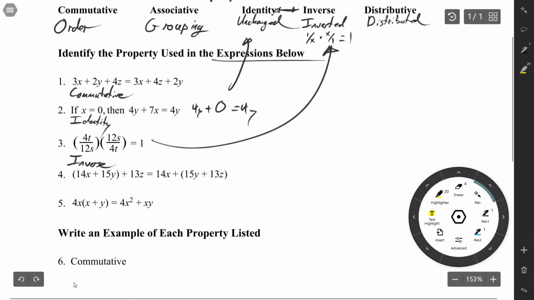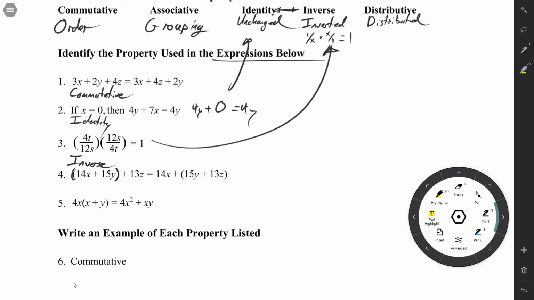This next one here is 14x plus 15y plus 13z, but these first two quantities are grouped together, equals 14x plus 15y plus 13z, and these ones are grouped together. So let's see, those are the same, 15y and 15y, and 14x and 14x. So the order didn't change, but the grouping definitely did. So this is just the associative property.